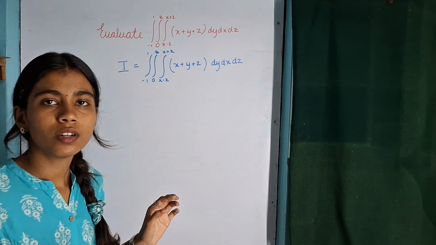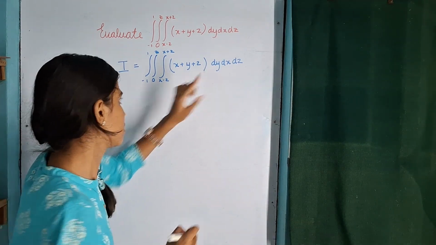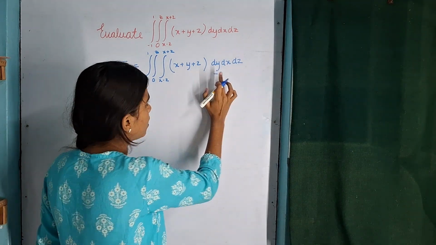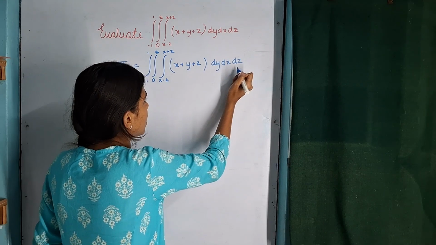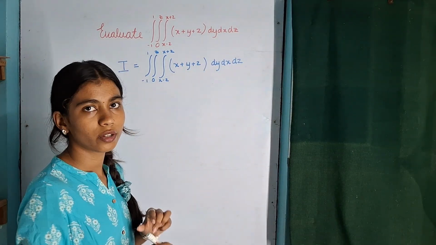Now, as I told you, how do you find which variable to integrate first? If y is written first, then we integrate y. If x is written, then x, and if z, then z. So what if this is not given? Then how are we going to solve it?